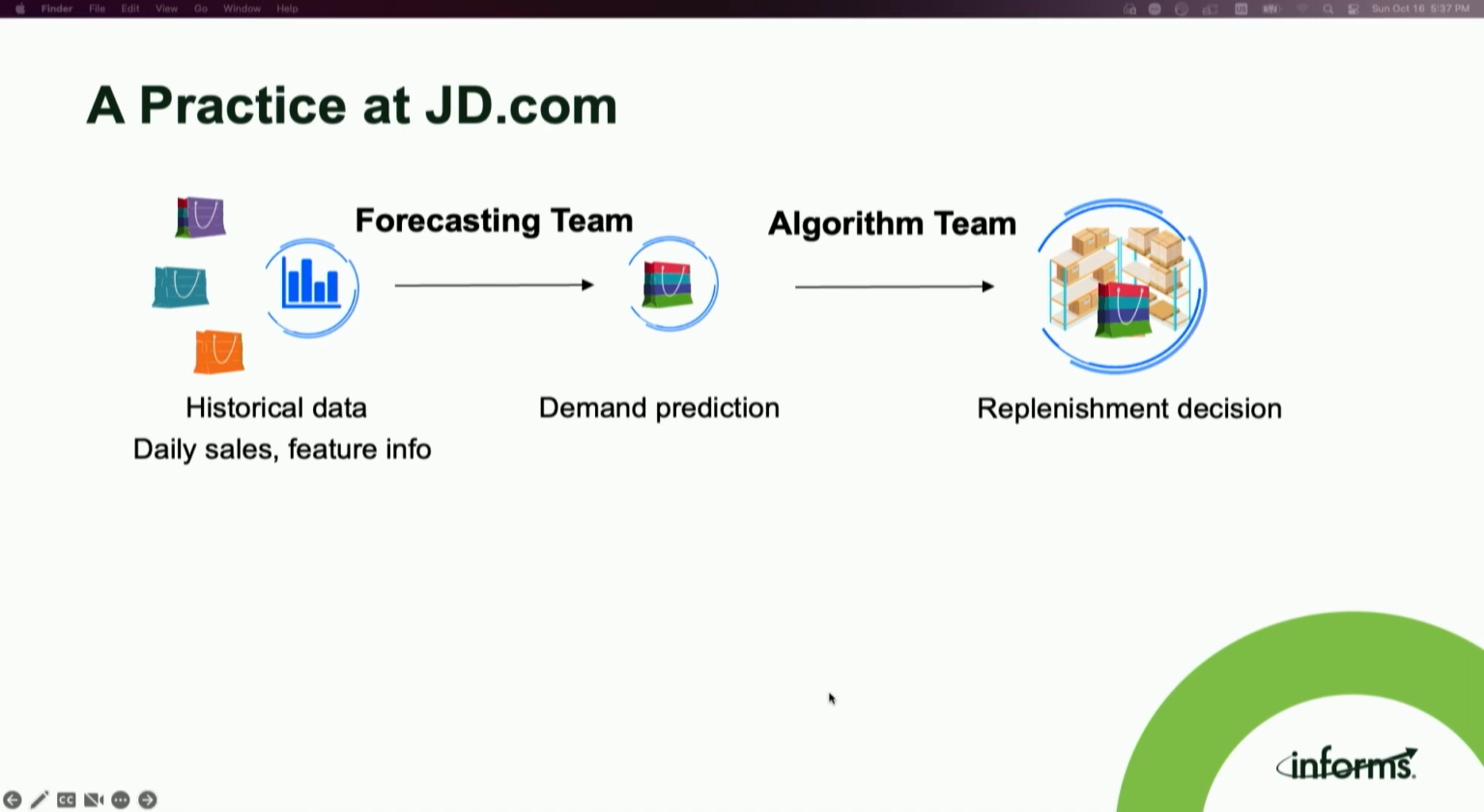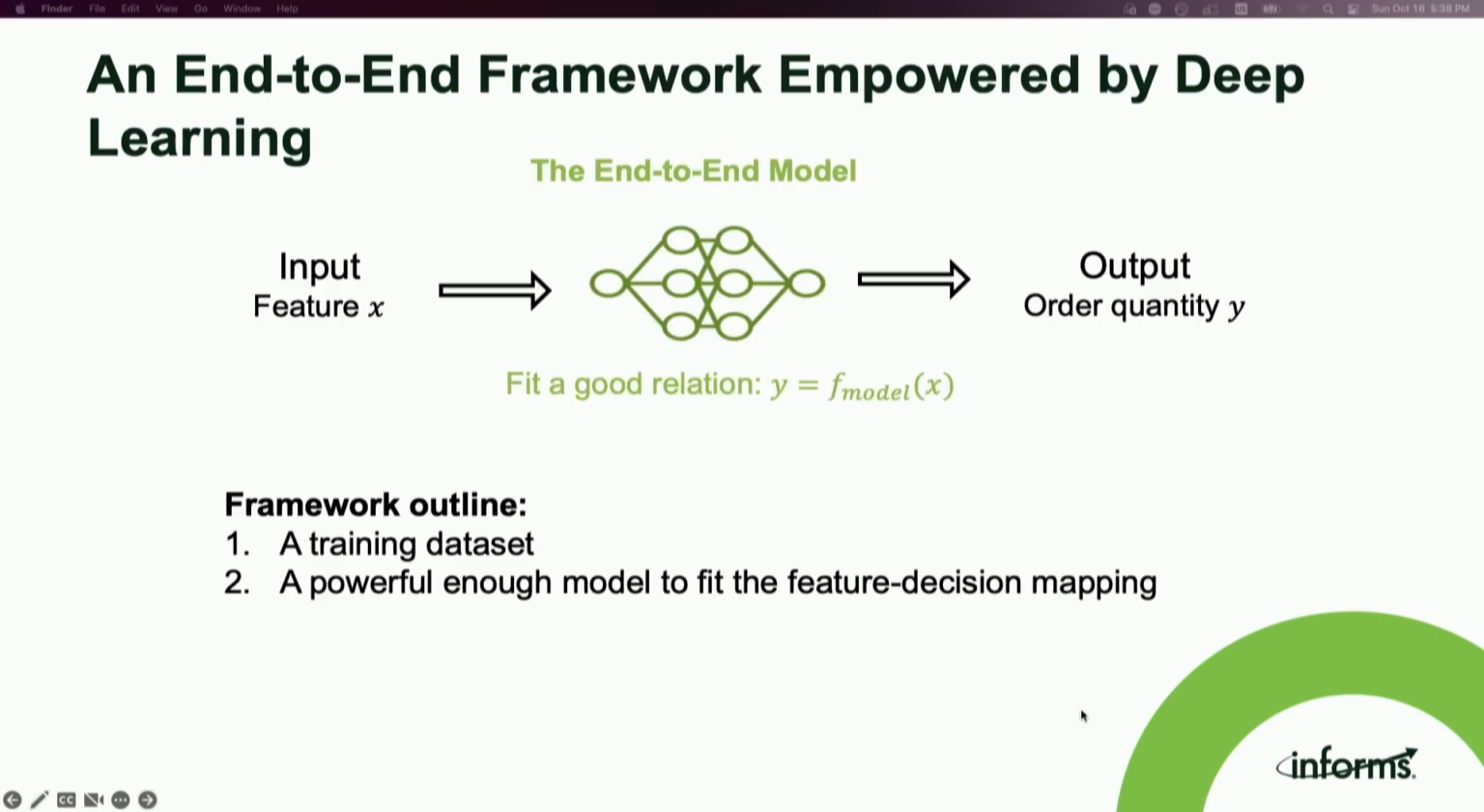At JD.com, there used to be a forecasting team that built models that take data as input and output demand predictions. And there is also an algorithm team that develops inventory algorithms that use the predictions as input and output the replenishment decisions. So in this work, we aim to provide a solution that takes input data and directly outputs the replenishment decision. This is our so-called end-to-end model.